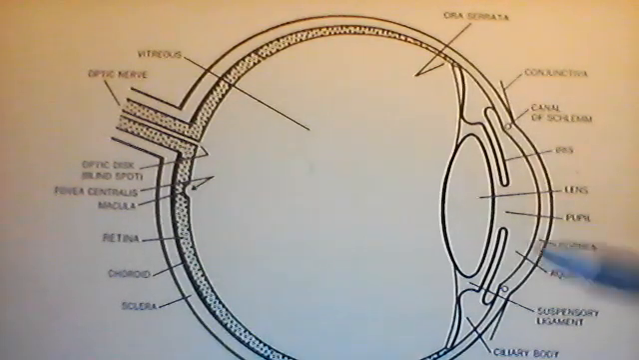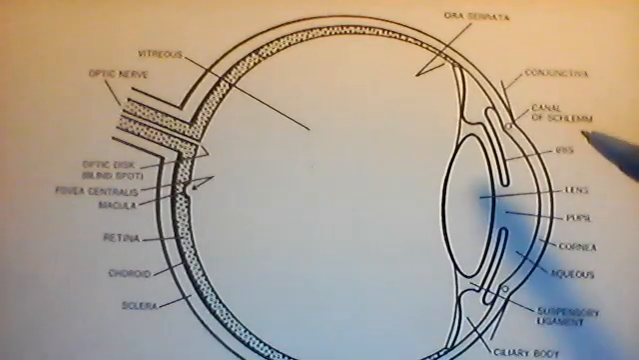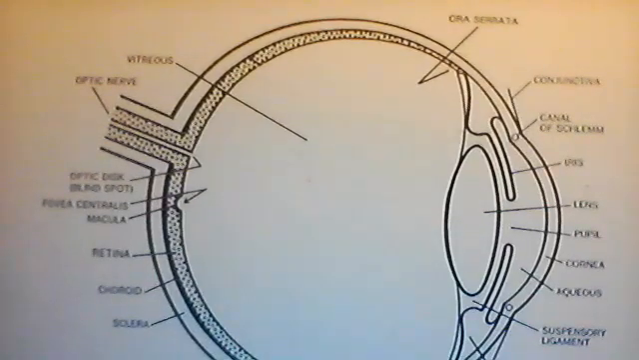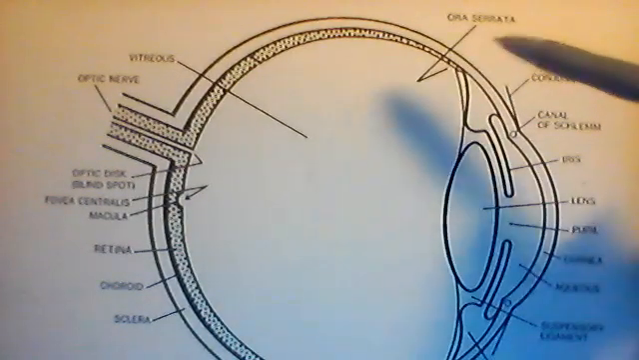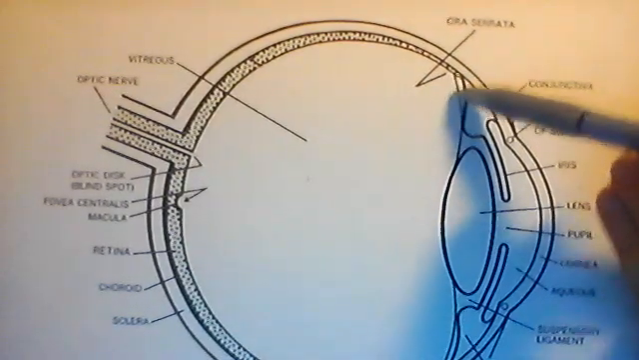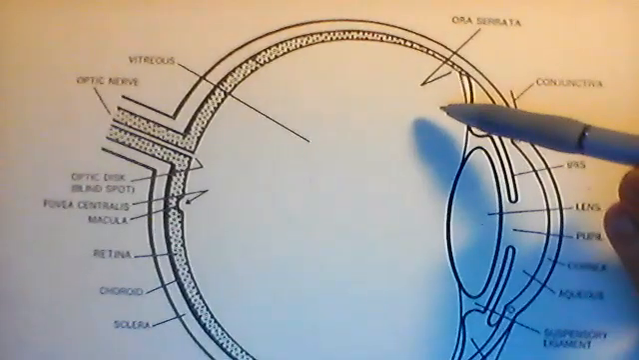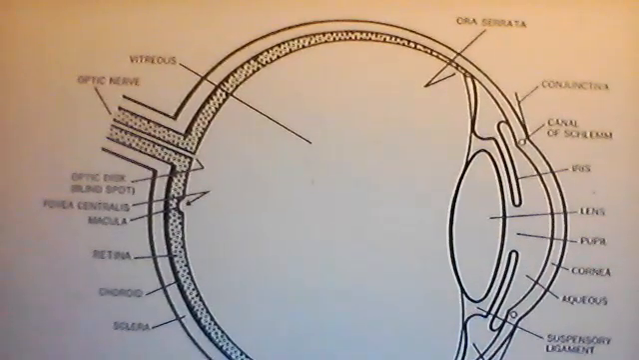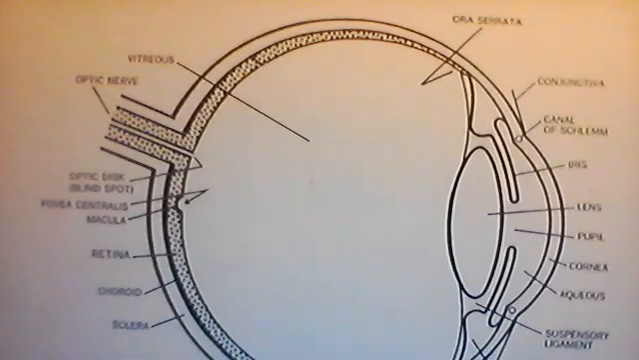Right in here is, where did it go? Looking at it backwards. This is the ora serrata, which is right in this area. It is the transition zone between the retina and the non-light sensing portions of the eye, the ciliary bodies.